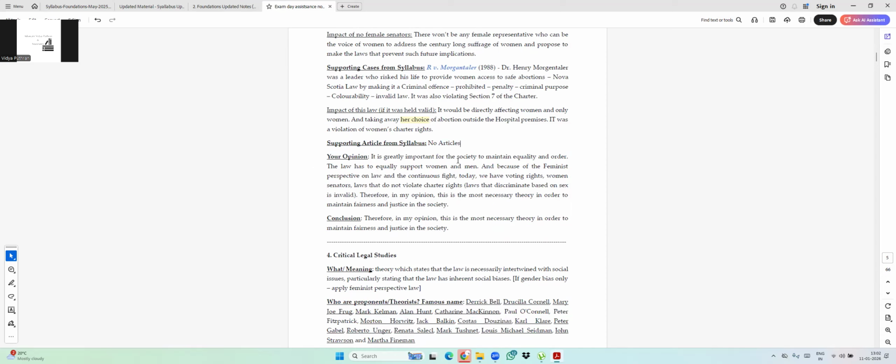It is greatly important for society to maintain equality and order. The law has to equally support women and men. Because of the feminist perspective on law and the constitutional fight, a continuous fight today, we have voting rights, women senators, and laws that do not violate charter rights. Laws that discriminate based on sex are invalid, aren't they? Because under section 15 of the Charter, gender is also one of the grounds. So, in my opinion, this is the most necessary theory in order to maintain fairness and justice in society.